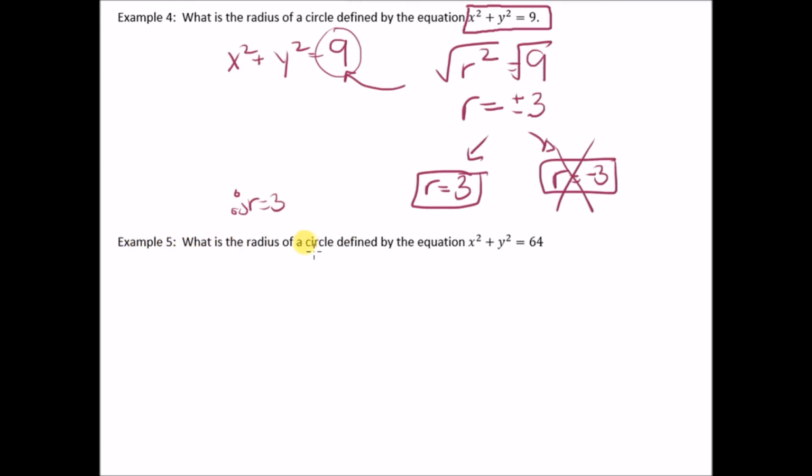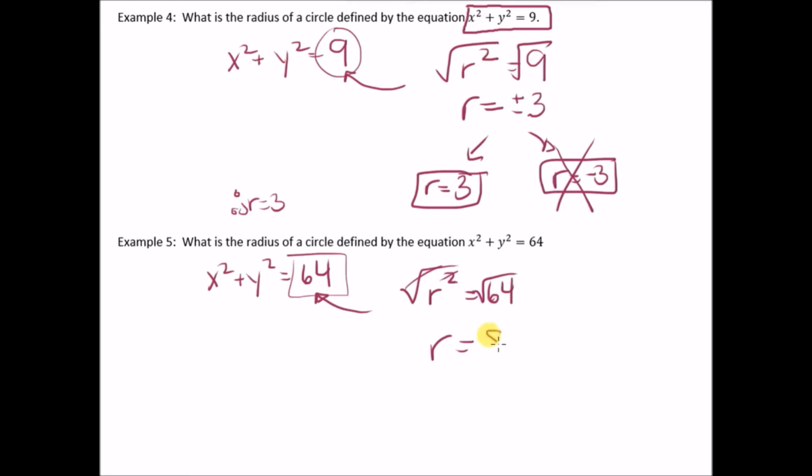Okay, example 5. What's the radius of a circle defined by this equation? So again, x squared plus y squared equals 64. This number right here, 64, is in the position of r squared. So r squared is 64, but now we have to root both sides. R equals 8. Okay, and you can just skip to the r equals 8. You don't have to put the plus minus, but I just wanted to remind you that when we root, we have to consider both cases, and then the negative case doesn't exist. Okay, so therefore, radius equals 8.